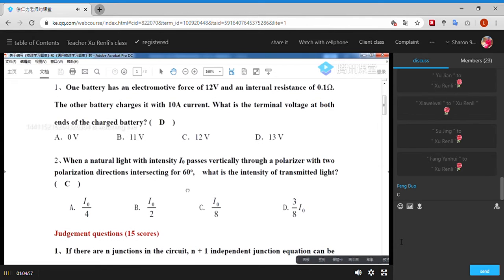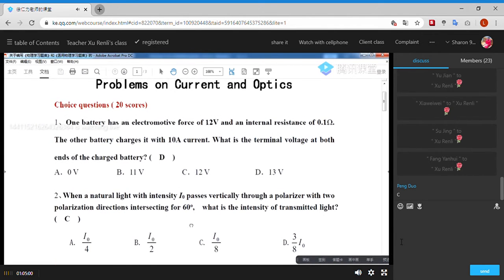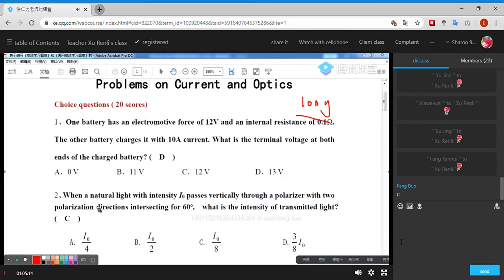And in our final examination, the last long question is a calculation question about Malus's law. It costs 10 points in our final examination. So we changed the short question to a long question.